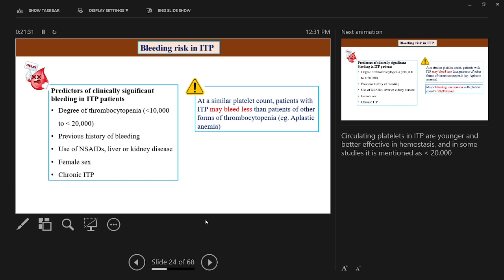At a similar platelet count, patients with ITP may actually bleed less than patients with other forms of thrombocytopenia, like aplastic anemia. So, with a platelet count of 30,000 in both aplastic anemia and ITP, aplastic anemia patients will have a higher risk of bleed. Can anyone, Dr. Vinayak, can you tell the reason why?